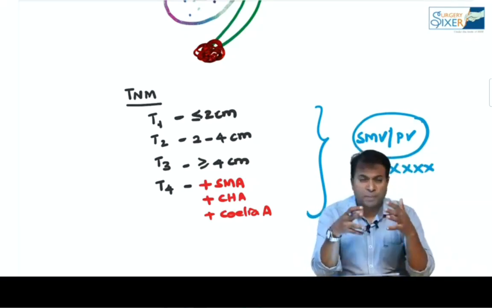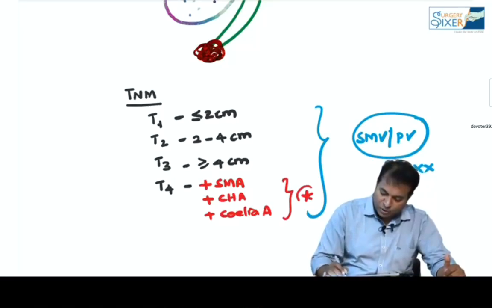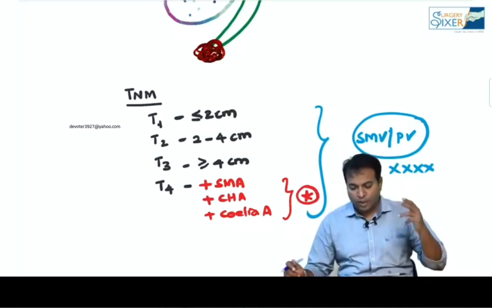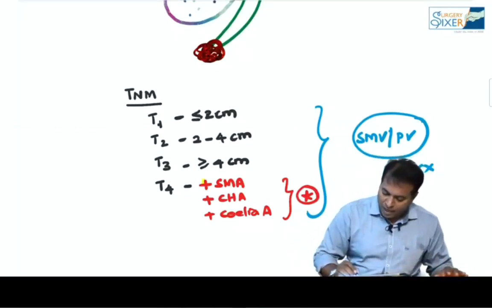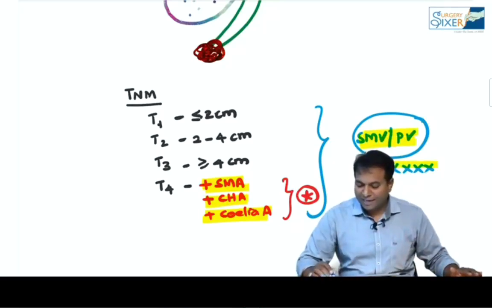By infiltrating the superior mesenteric vein or portal vein, the T staging does not go up, but with infiltration of an artery, the T staging goes up. This point is the only question asked in TNM staging, so I request you to remember only this. T1 less than 2 cm, T2 2 to 4 cm, T3 more than 4, and involvement of arteries like the superior mesenteric artery, common hepatic artery, and celiac artery is known as T4. Involvement of the portal vein or superior mesenteric vein does not increase the staging.